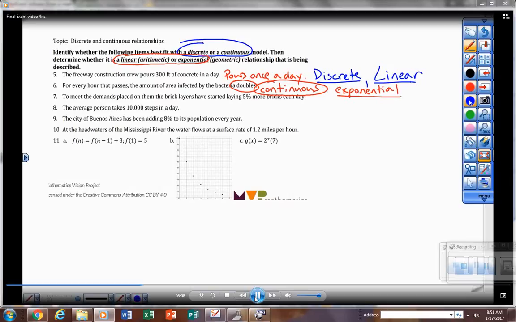Problem number 7 has the bricklayer 5%. Anytime you see a percent, that is timesing. That makes it geometric. That makes it exponential.